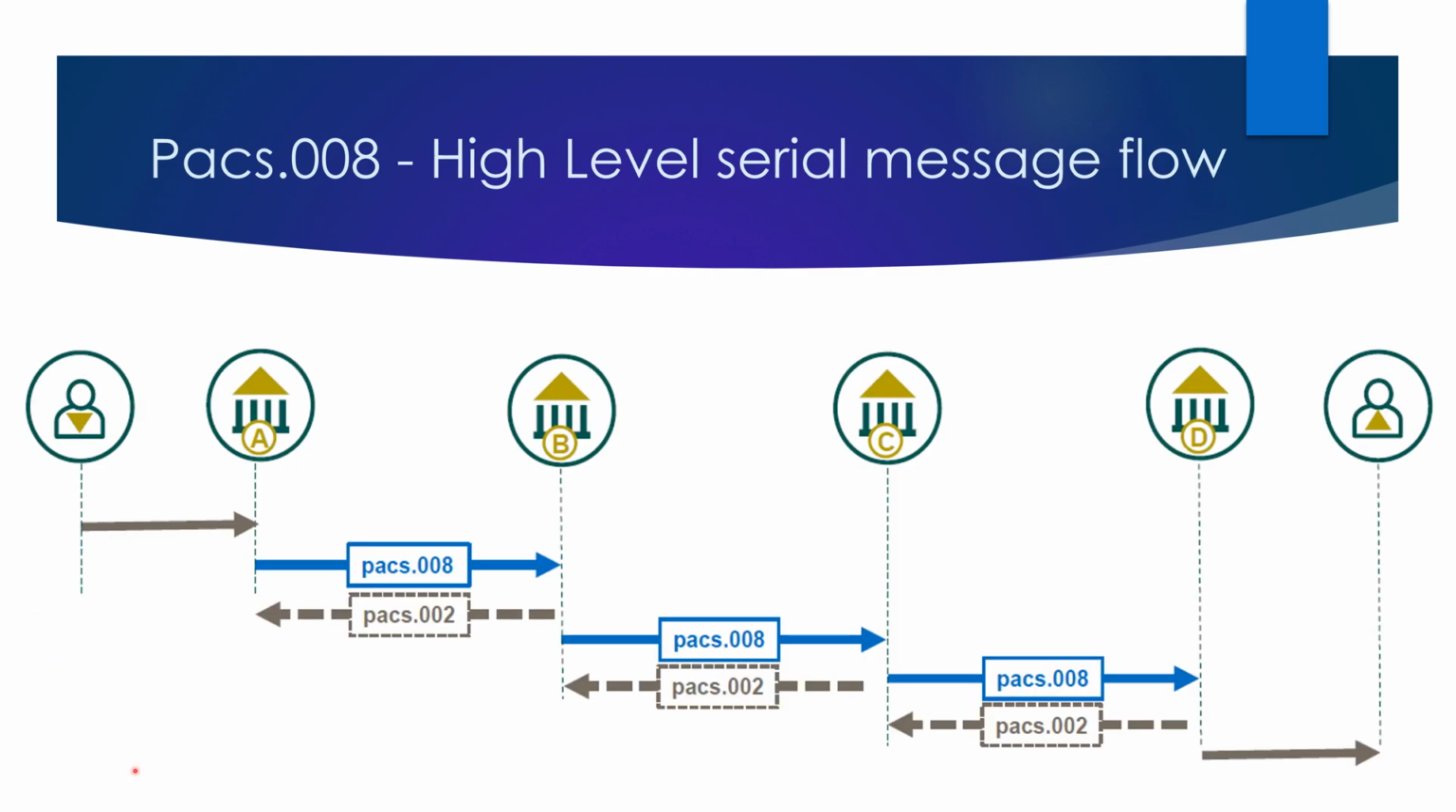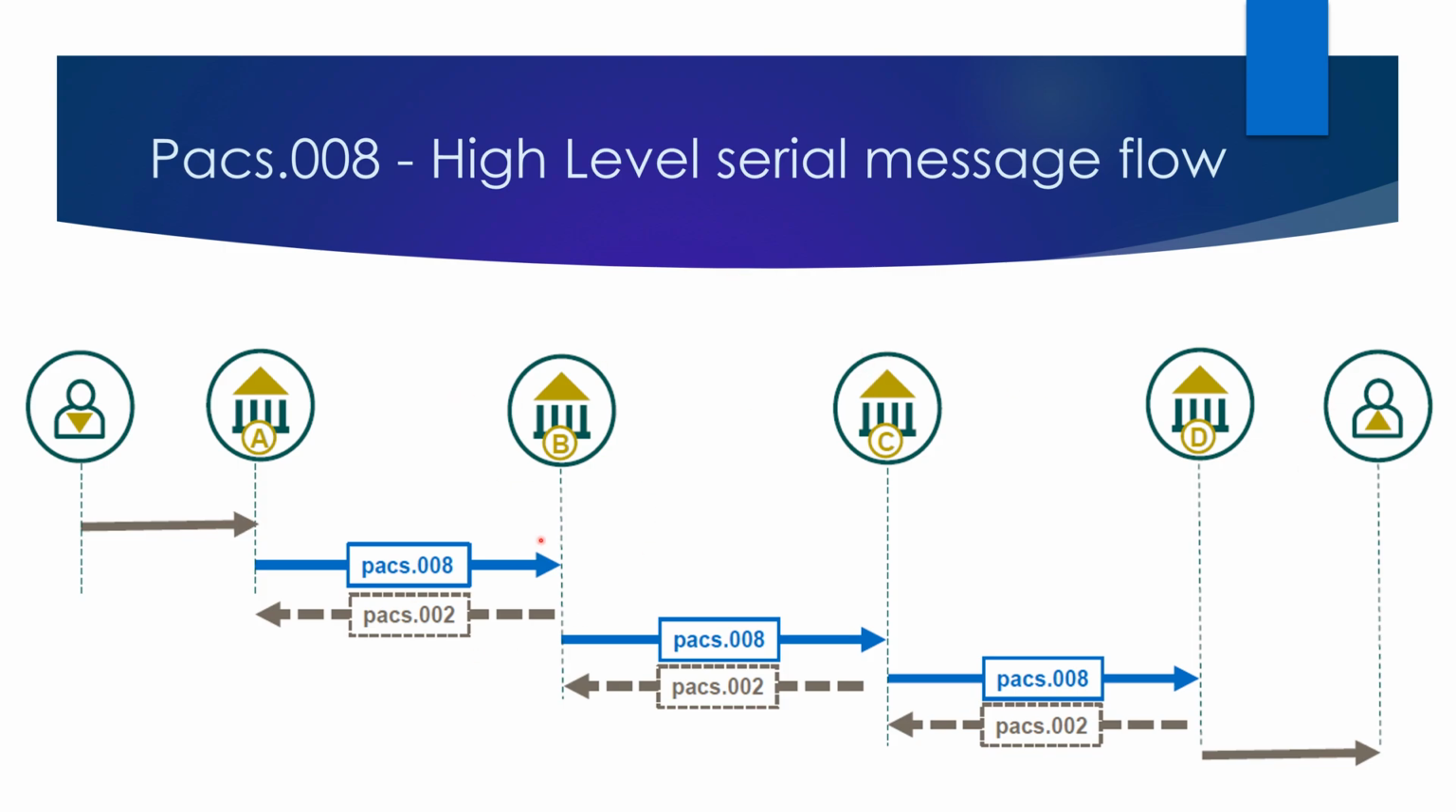Now, we have a high-level serial message flow. Some banks, from what I understand, also use the cover scenario. But from a serial flow, you would see in this diagram, we have a customer that went to the bank, or the bank is sending us an instruction on behalf of a customer from bank A to bank D. You would see a Pacs.008, equivalent to an MT103, passing from bank A to bank B, to C, C to D, and finally to the beneficiary.